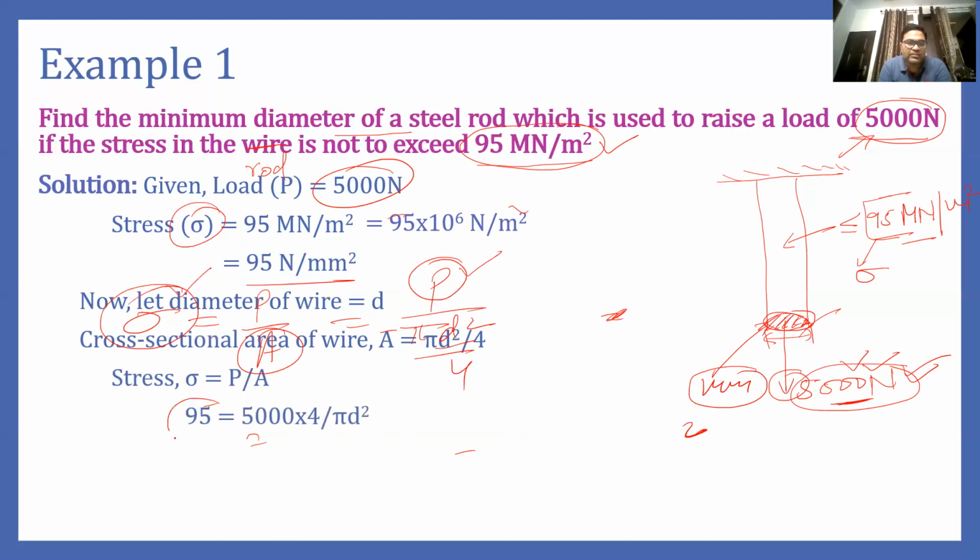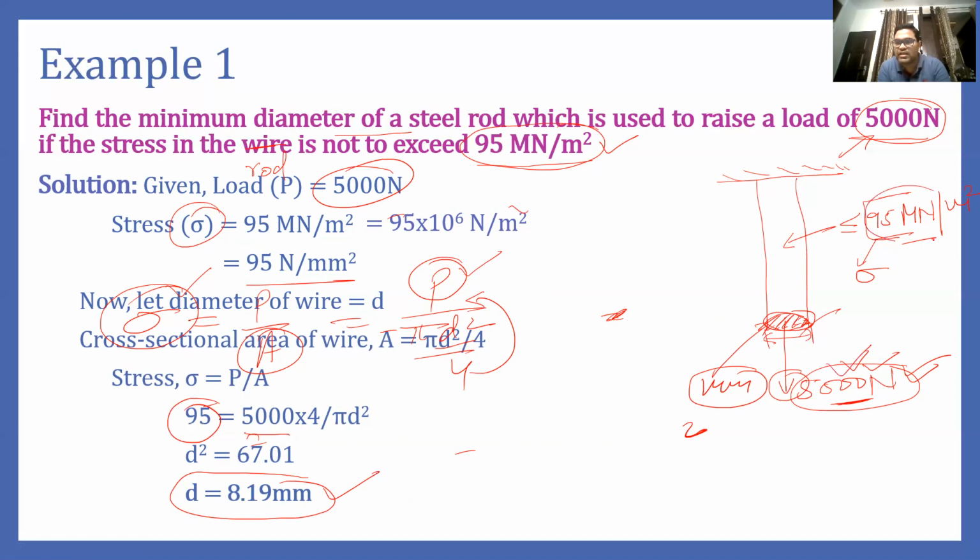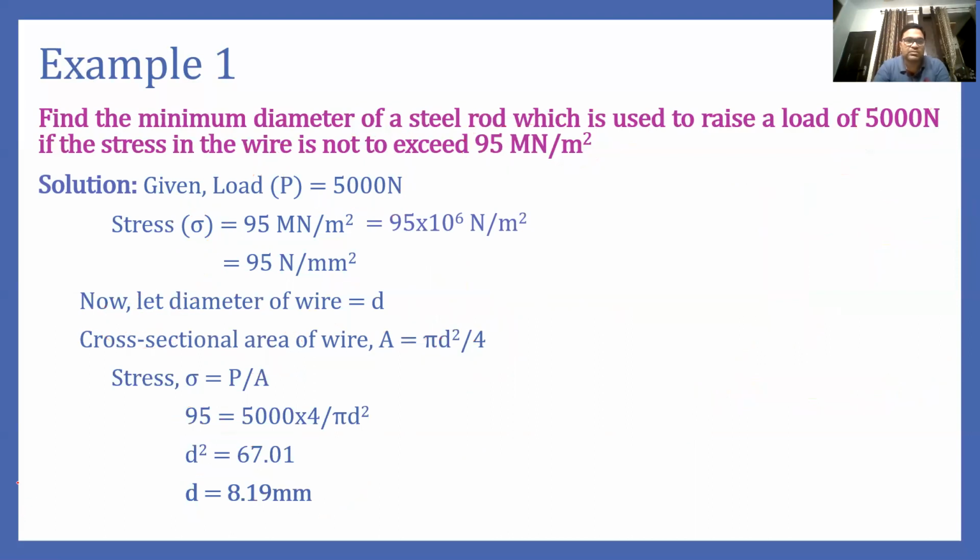So this is what I have written. The LHS value is 95. In the RHS, we have the P value 5,000, and this 4 will go up. So it becomes P into 4 by pi d square. In this, the D value becomes 8.19 mm. So the diameter of the bar will be 8.19 mm, which can take this load safely without exceeding the stress of 95 Newton per mm square. So this is the first example.